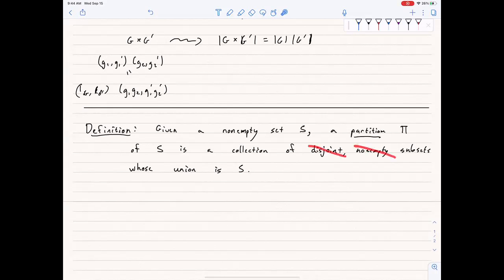So let's ignore these adjectives. Non-empty, we're happy with. Let's ignore this adjective for a second. It's a collection of subsets of our set S. So if my set is the students in this room, and I want to partition you, what I will do is get you into groups. Now I'll have a collection of groups, and each of those is a subset of the students in this room. Furthermore, that will be a partition, because if I take all of you together, I'll have the set of students in this room.